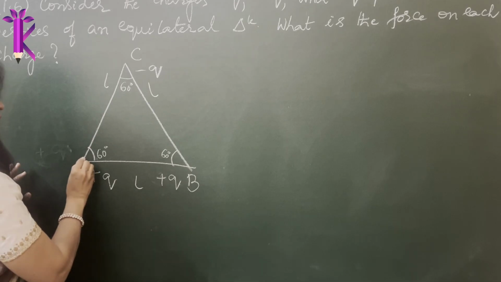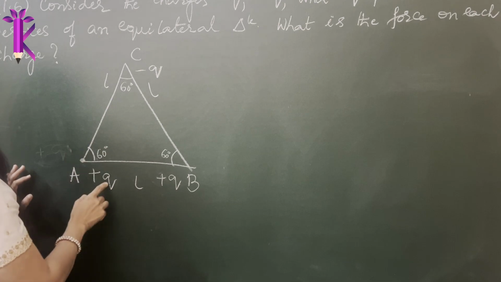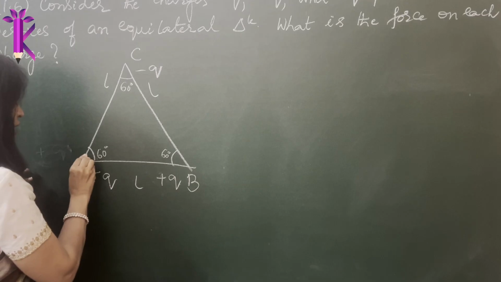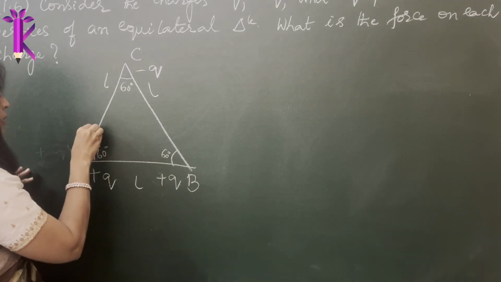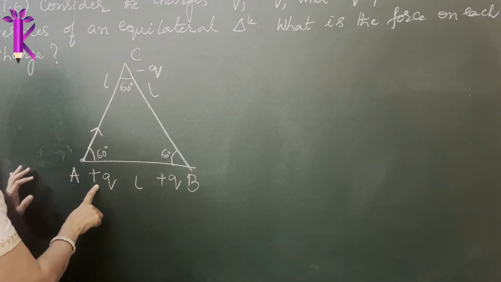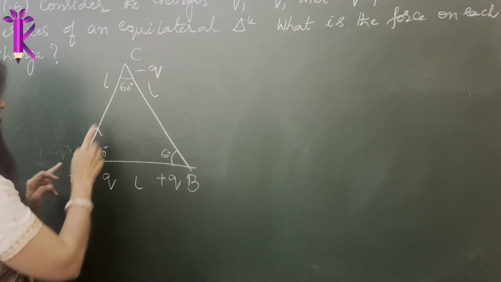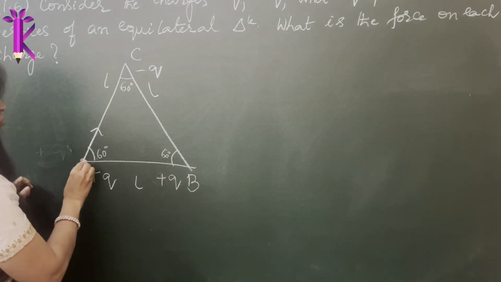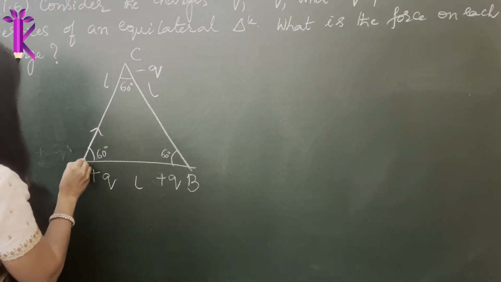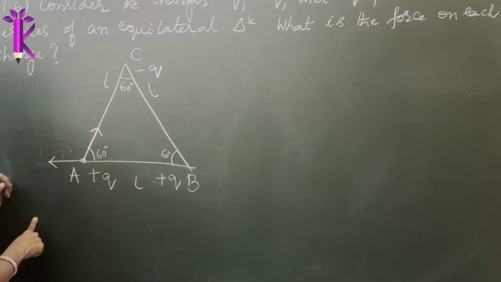So let's first see what is the force experienced by the charge plus Q due to minus Q at the point C. Since this is plus and this is minus, the force on charge A due to C will be towards C, because it gets attracted towards C since they have opposite signs, right? Then what will be the force on charge A due to B? They both have the similar charge, so it will experience a repulsive force, right?